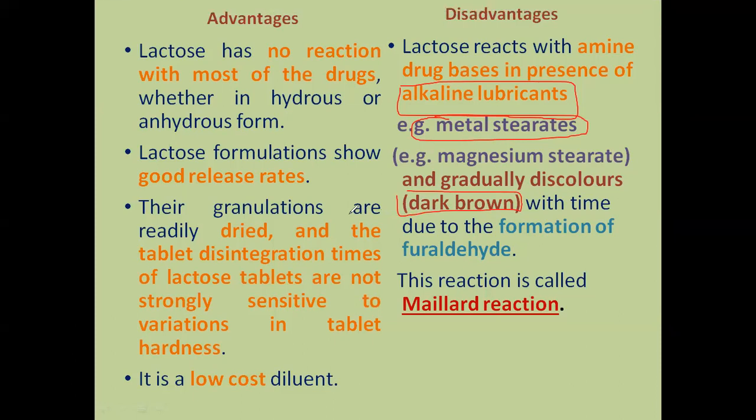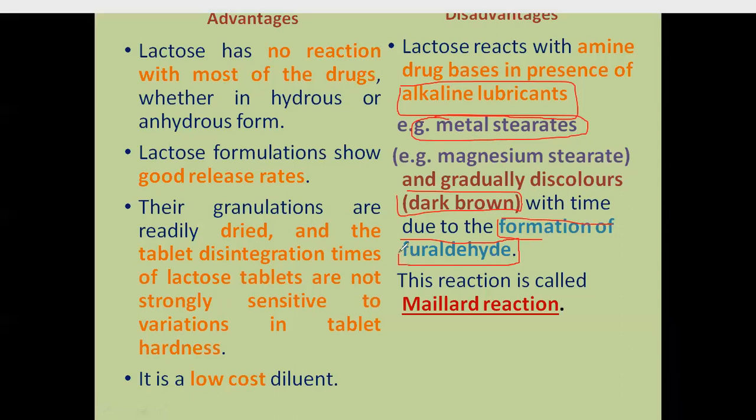And the basic reason why there is a discoloration, that is the dark brown color seen, is due to the formation of furfural aldehyde. So this everyone should know. What is the basic reason why there is a color change or discoloration? There is a formation of furfural aldehyde. Is it clear to everyone?